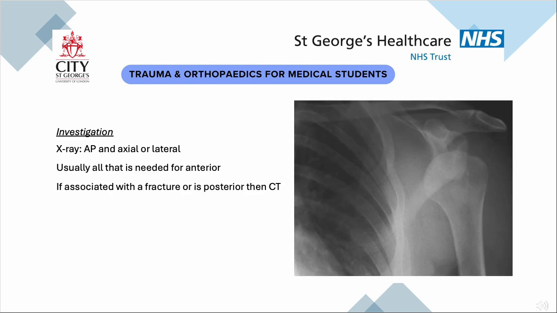Investigations are fairly straightforward. This takes the form of an X-ray with an AP and an axial or a lateral view to determine whether the dislocation is anterior or posterior. If it looks like there's a fracture or the injury is a posterior dislocation, then you really need to get a CT scan, but these are not necessary for standard anterior dislocations.